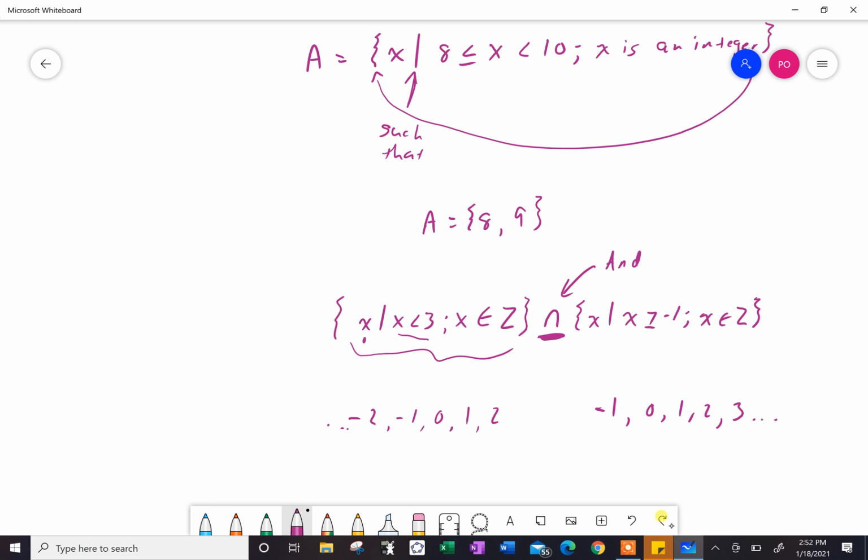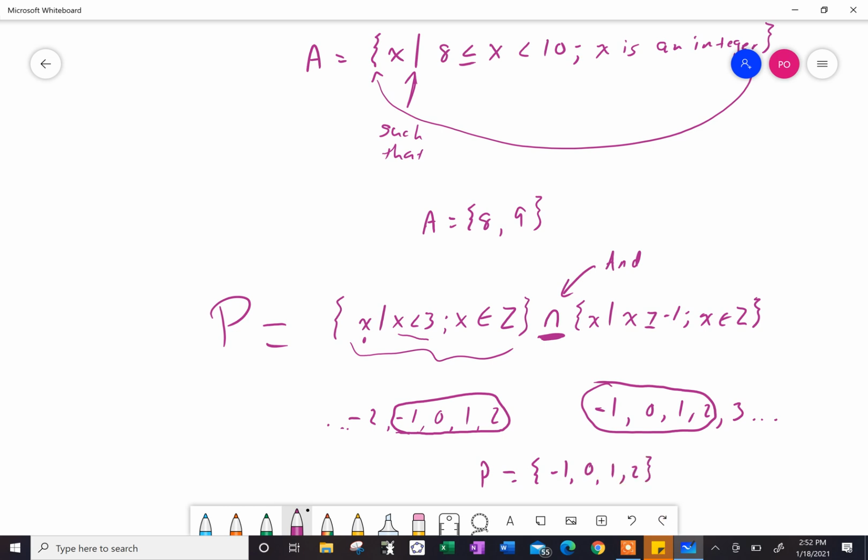Now it says, I want to know the intersection. So let's see, what do they have in common? They both have -1 in common. They both have 0 in common. They both have 1 in common. They both have 2 in common. So really, this whole thing, if this was called set P, we could just say P is equal to {-1, 0, 1, 2}. And I am going to stop there.